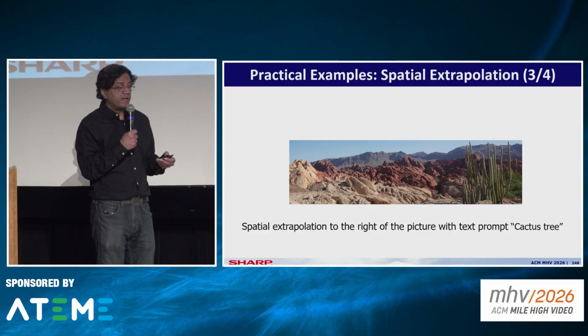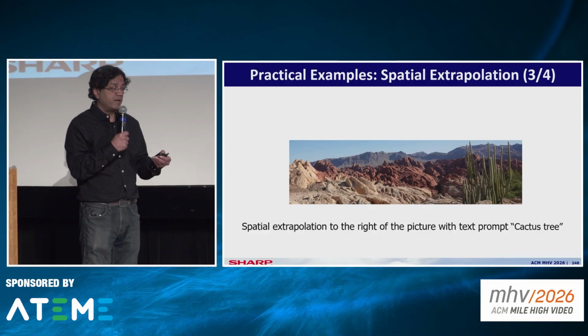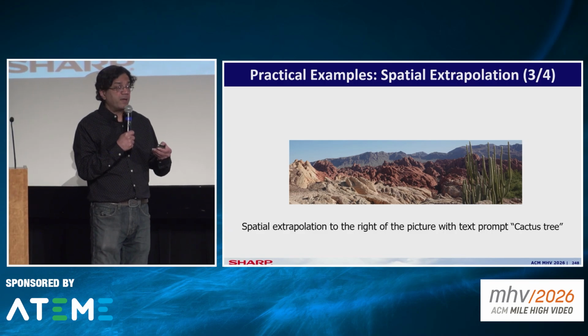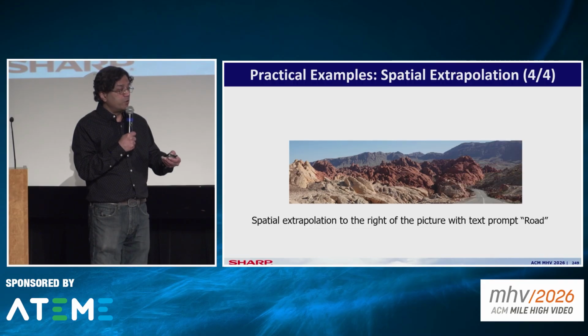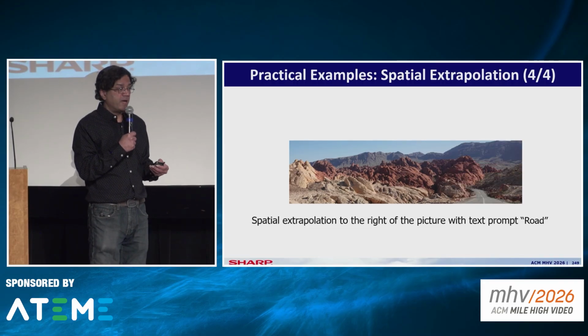Now, instead, I can pass a text prompt of, say, cactus tree here. And so now what gets added on the right side is some consistent landscape plus some cactus tree got added. Instead, I could give a text prompt of road, and this is the result of that.